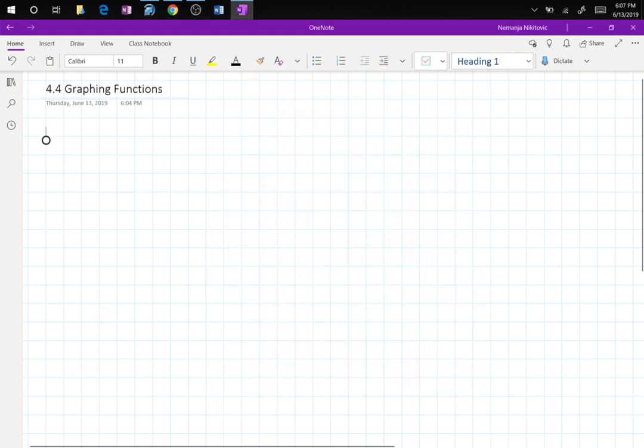Hello and welcome back to Calculus 1 section 4.4 on graphing functions by hand. Graphing functions by calculating a whole bunch of stuff from calculus and then algebra and pre-calc obviously, and then working it out.